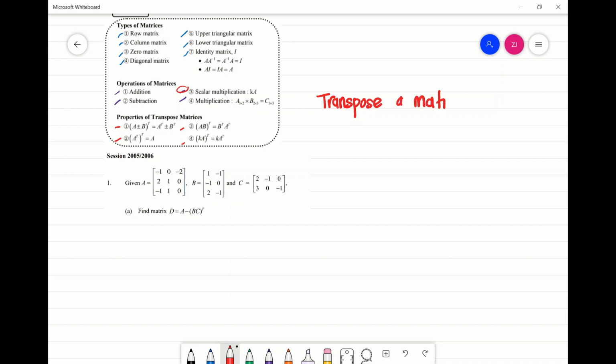Okay, let's see if we have example 1, 2, 3, 4 here. So we have a 2 by 2 matrix here, and we need to transpose this matrix.